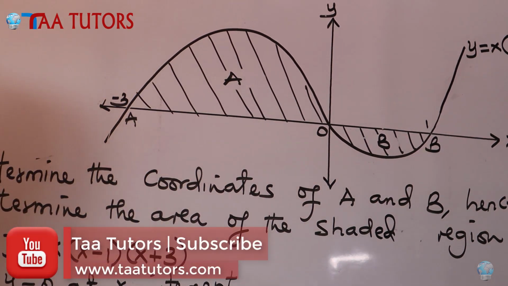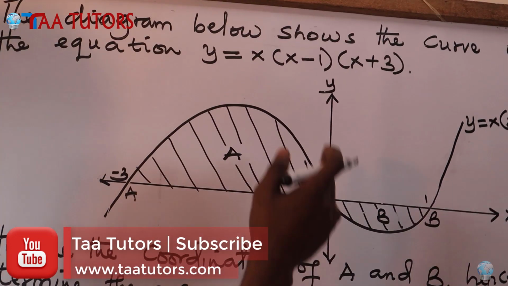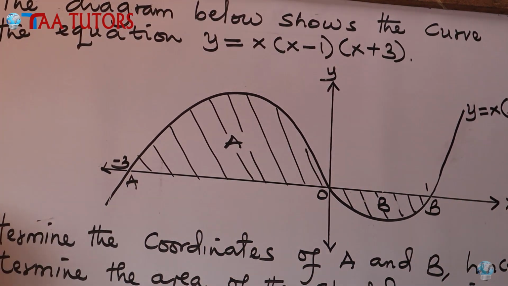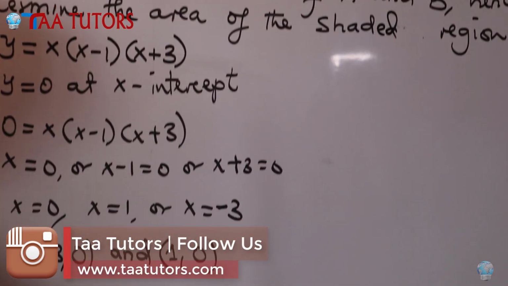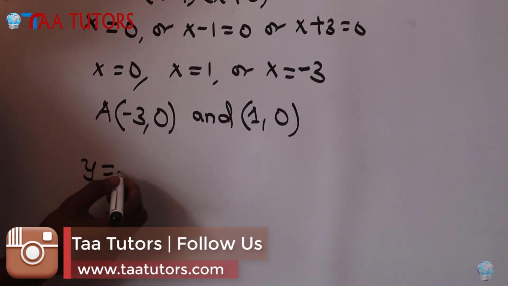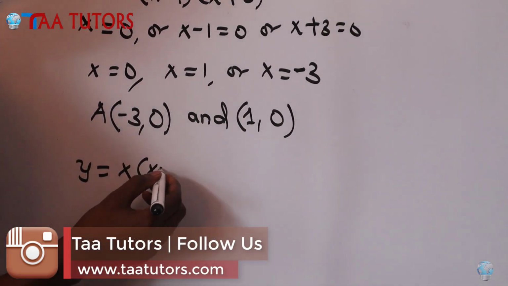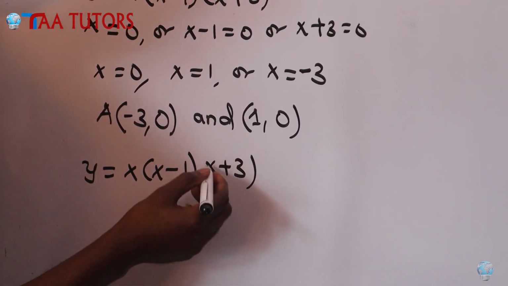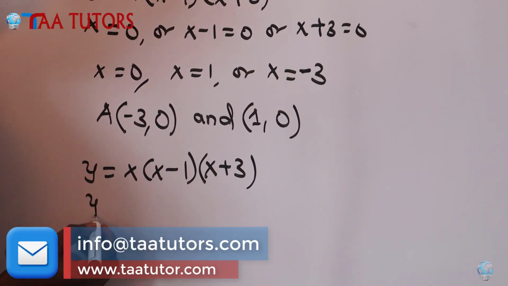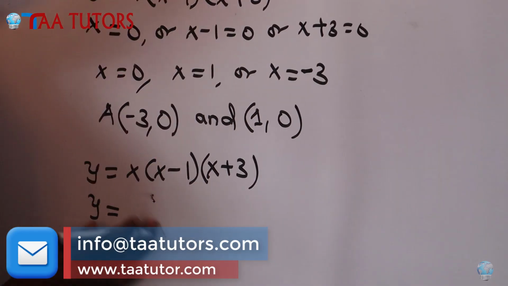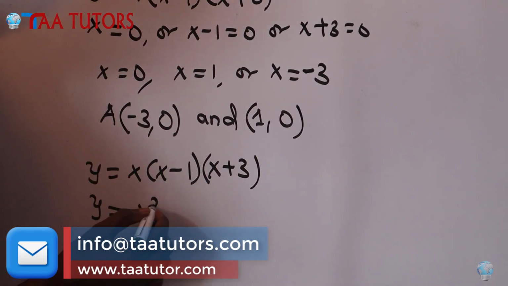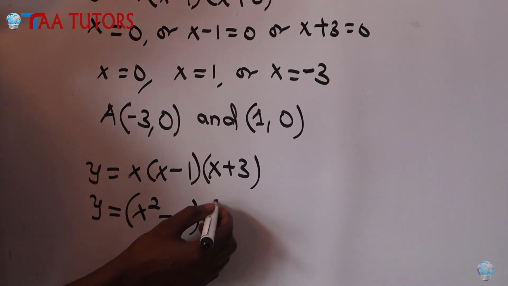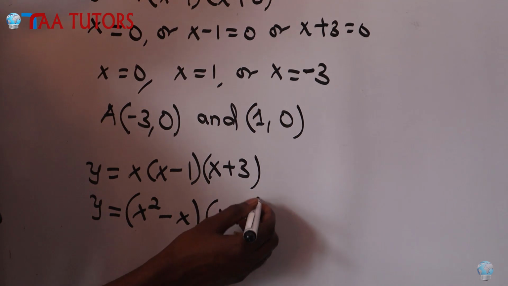So first of all, we know that the function for both A and B is the same. Let us now expand the function so that we can work with it. And y, we have said, is equal to x into x minus 1 into x plus 3. So if I expand this one, let me just do it step by step: y equals x squared minus x into x plus 3.